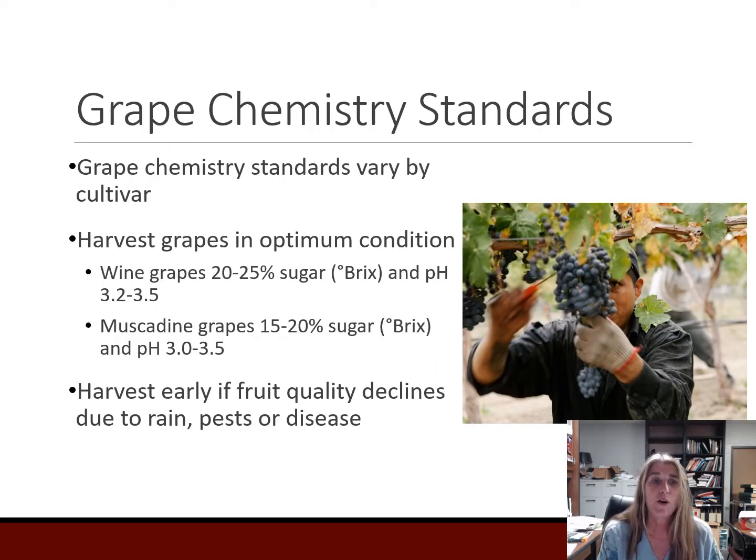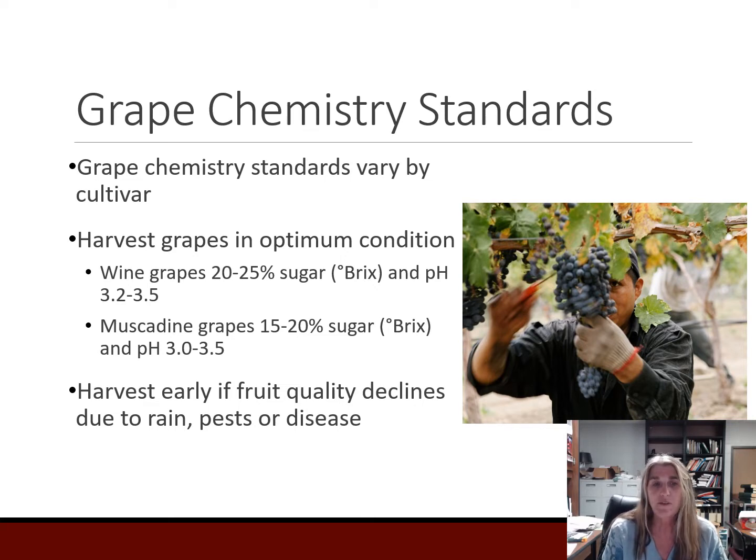So grape chemistry standards vary by cultivar, but also vary by the type of grape that we're looking for. So in wine grapes, some of the parameters that we're looking for is something 20 to 25% sugar, with a pH of about 3.2 to 3.5. So we want to have a nice balance of sugar and some acid for the fermentation of grapes into wine.